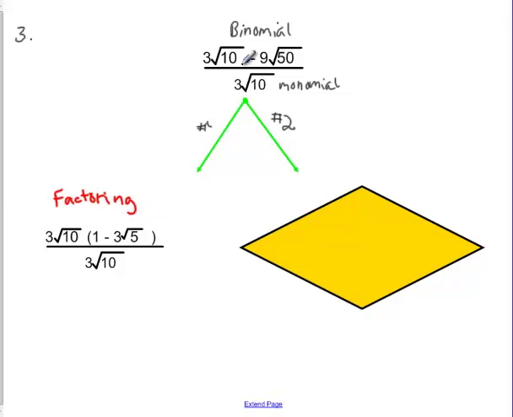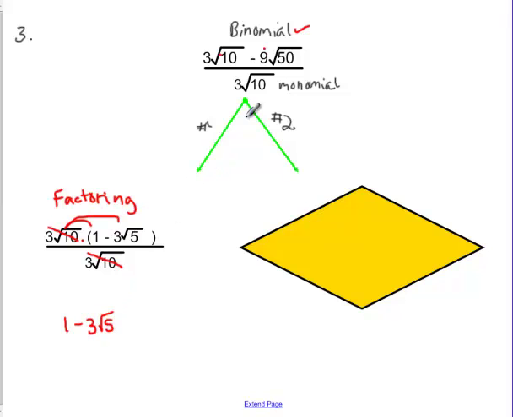So you look at the binomial up here and you factor. And the common factor is 3 radical 10. See, if I distributed that, 3 radical 10 times 1 gets me 3 radical 10. 3 times 3 is 9. Radical 10 times radical 5 is radical 50. This is the kind of professional way to look at it. So now this factoring has left me with a monomial, which can cancel with a monomial. And my final answer is 1 minus 3 radical 5.